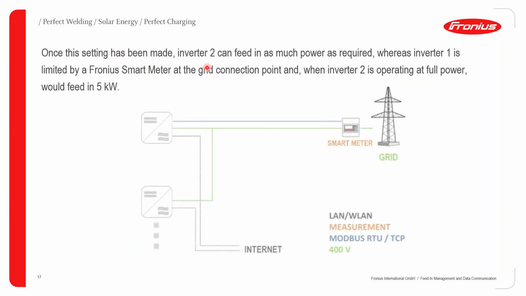Once the setting has been made, inverter 2 can feed in as much power as required, whereas inverter 1 is limited by a Fronius smart meter at the grid connection point. And when inverter 2 is operating at full power, it will only feed in 5 kilowatts, which would make it 105 kilowatts as required.